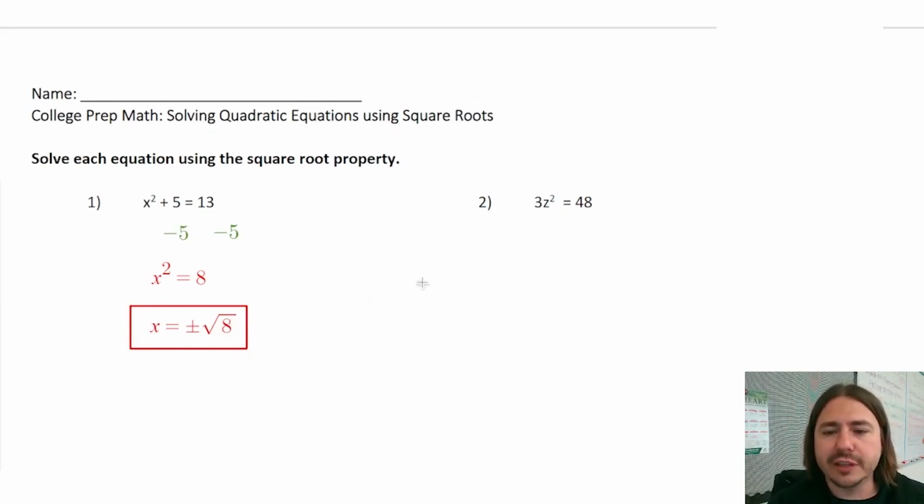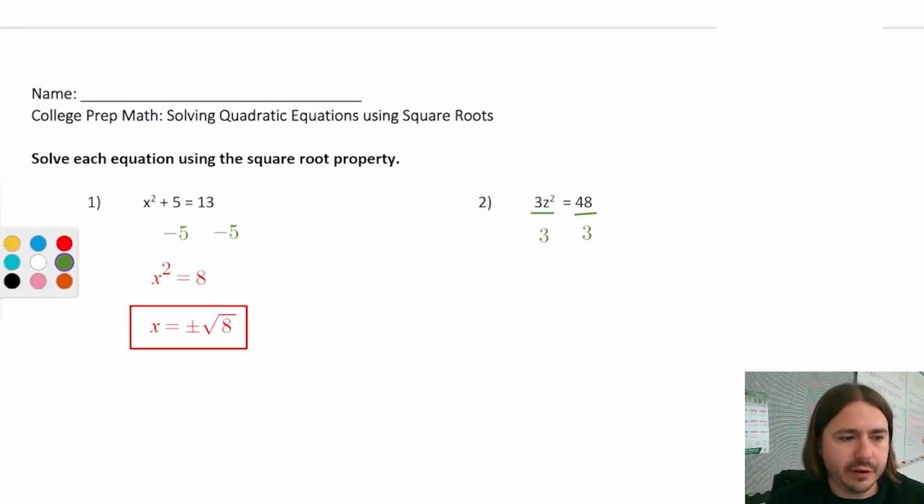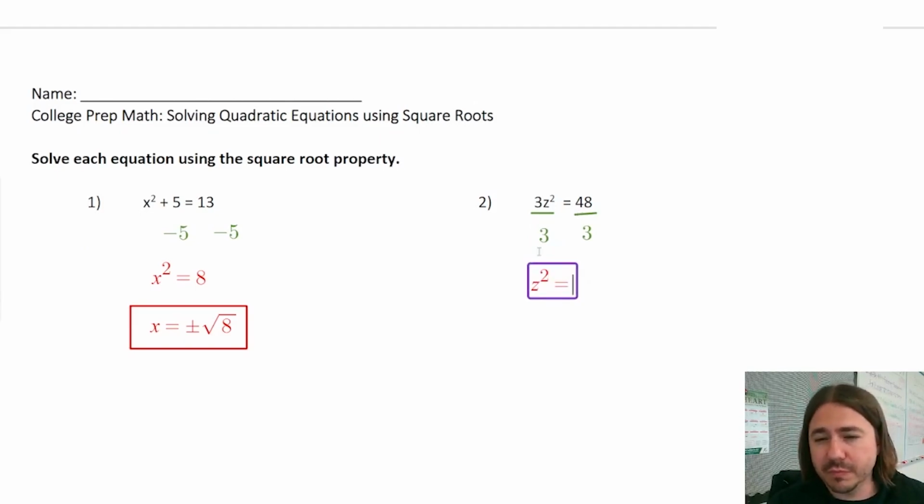Number 2 says 3 times z squared equals 48. So we'll start by dividing both sides by 3. Divide the left side by 3 and the right side by 3. That'll leave you with z squared equals, what would that be, 16? Yeah, 16 times 3 is 48.